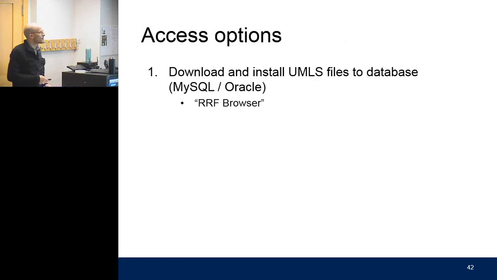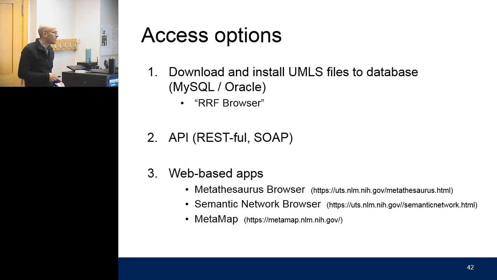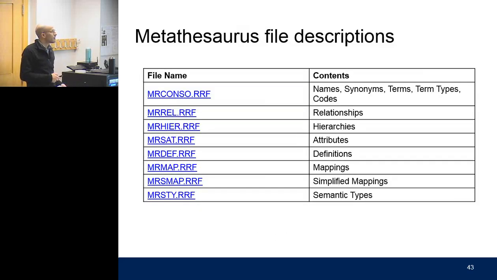In terms of access options, typically you would want to download and install this to a relational database. There is an installer that will help you do that. You can also access UMLS content through an API. And if you just want to browse to get a better sense of how it works and what it is, there are a few web-based apps that we've been looking at so far, just as an intro today: the Metathesaurus browser, the Semantic Network browser, and MetaMap, which are all available online.